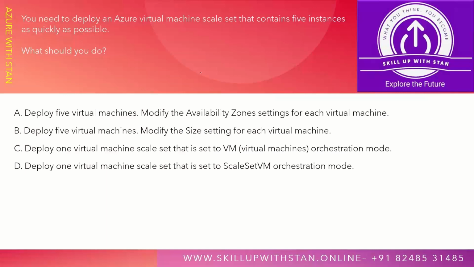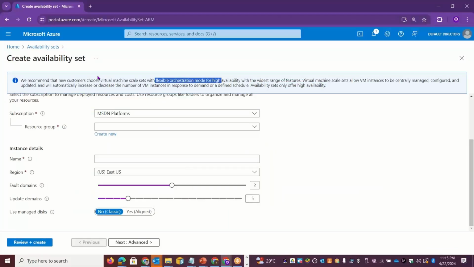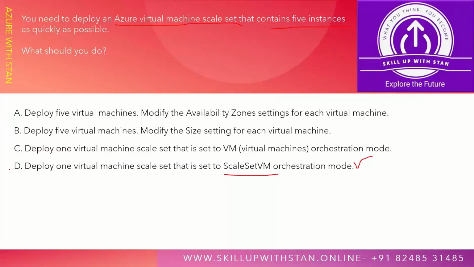You need to deploy an Azure VM scale set, which is auto scaling, that contains 5 instances as quickly as possible. Auto scaling is nothing but scale set VM, and you can use the scale set VM orchestration mode. That is what they were also conveying here, right? If you want high availability and the widest range of features and multiple VMs, then go with virtual machine scale set orchestration mode. So this is the right answer. Straightforward. You cannot have availability zone here. So scale set VM orchestration mode is the best option.